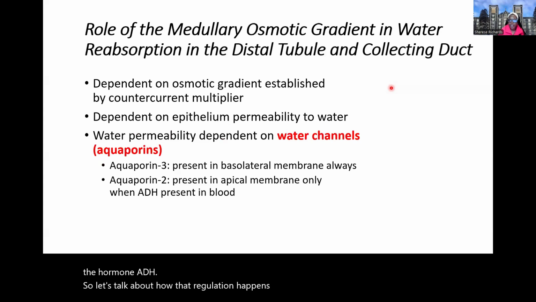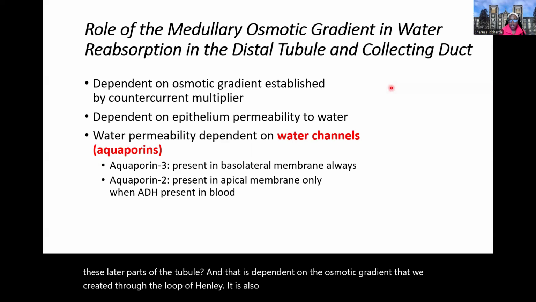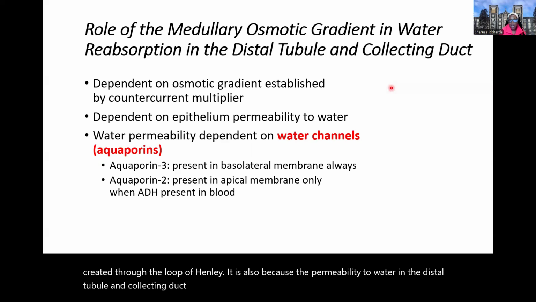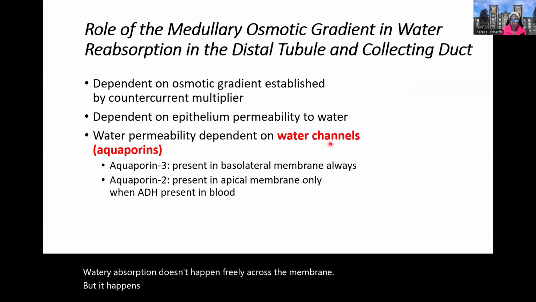Why doesn't water get reabsorbed freely in these later parts of the tubule? And that is dependent on the osmotic gradient that we created through the loop of Henle. It is also because the permeability to water in the distal tubule and collecting duct are dependent on aquaporins. So water reabsorption doesn't happen freely across the membrane, but it happens through these designated water channels called aquaporins.